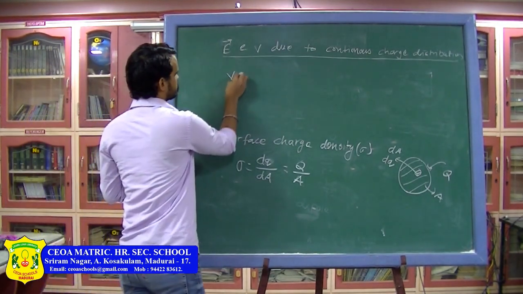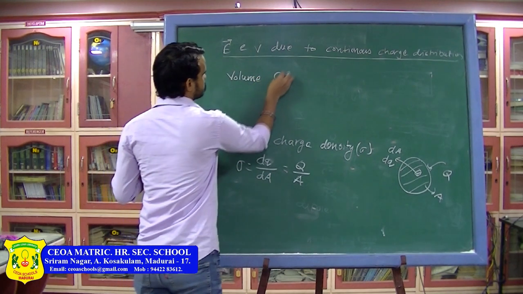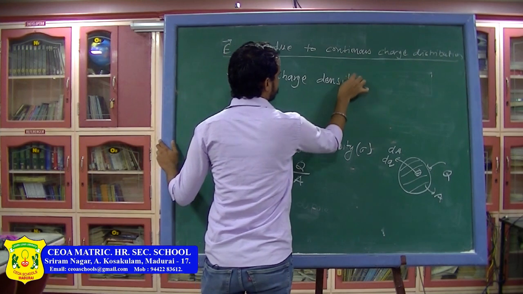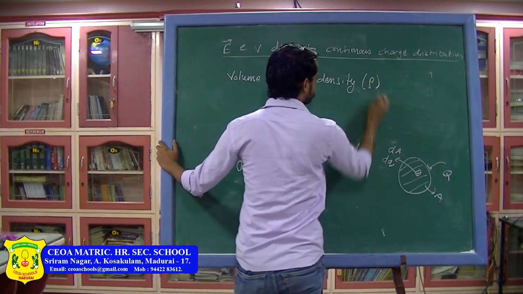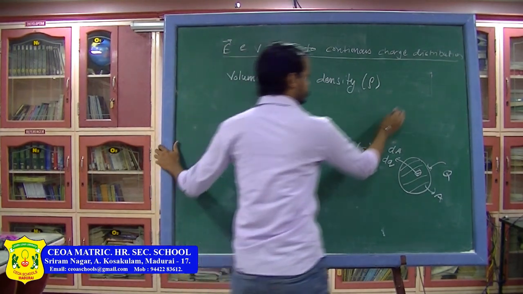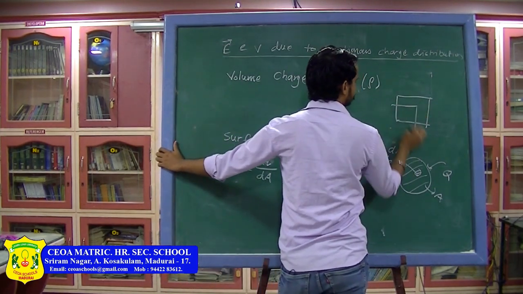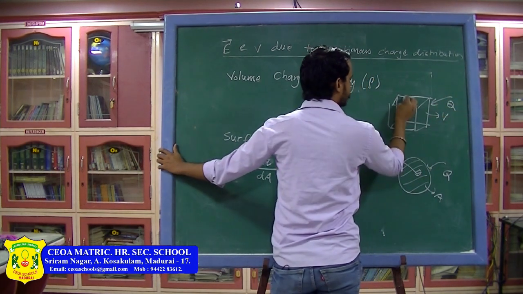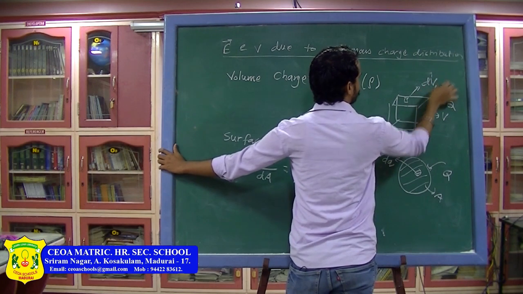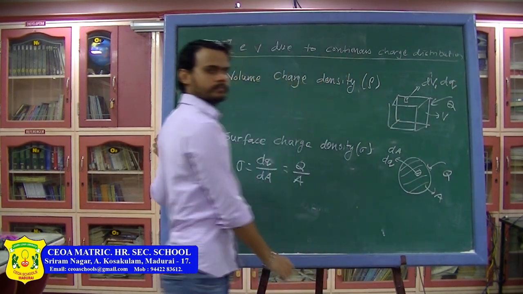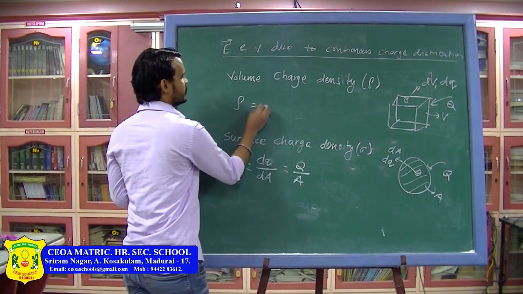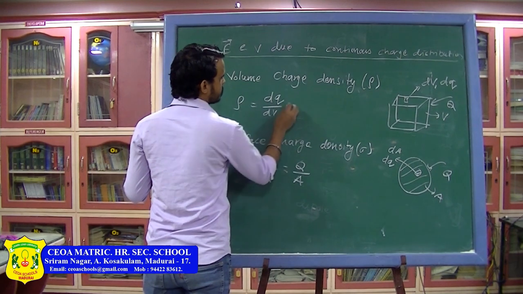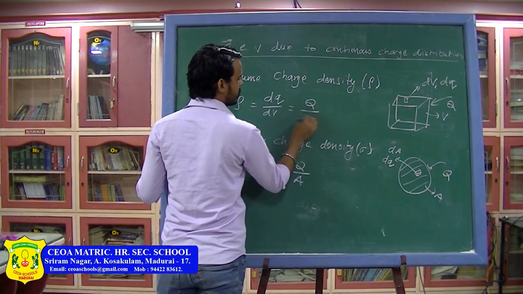Similarly, there is volume charge density. For volume charge density, we are going to use the symbol rho. So you have a volume, total volume is V, charge given to this one is Q. I can take a very small volume dV, on this dV small charge will be dQ. So from here I can write volume charge density will be dQ by dV, which equals Q by V.